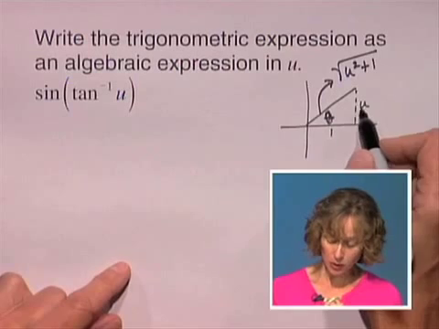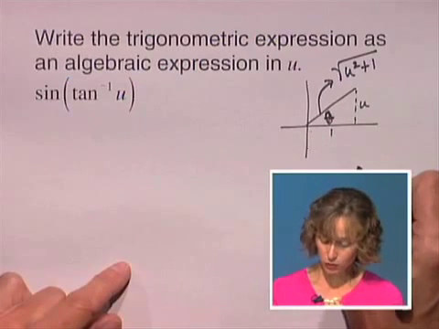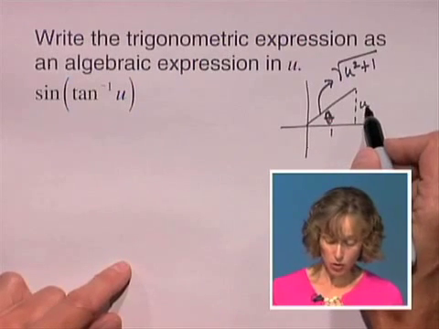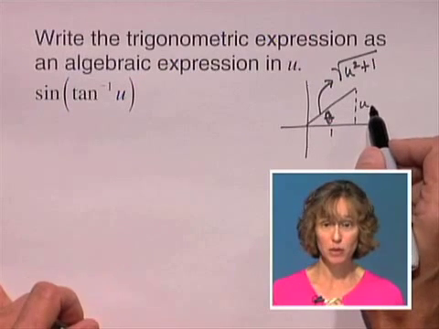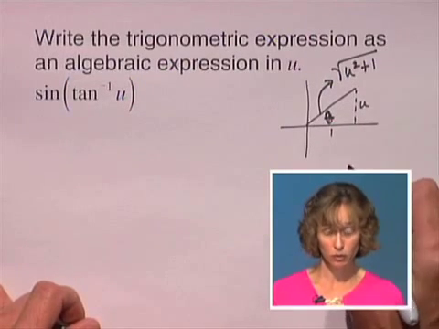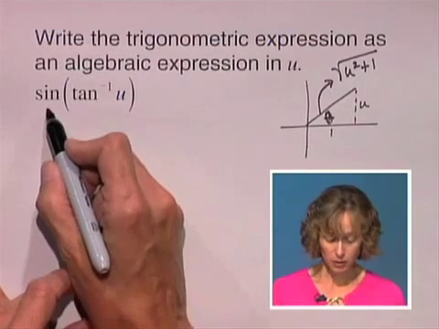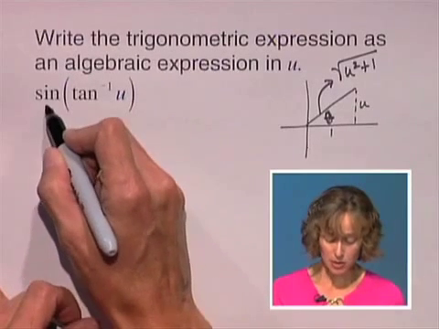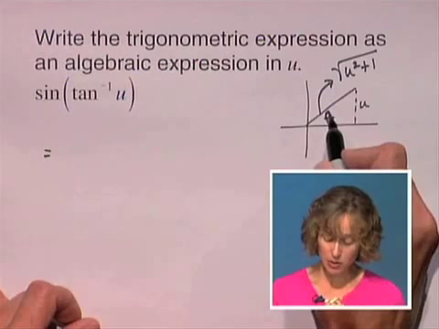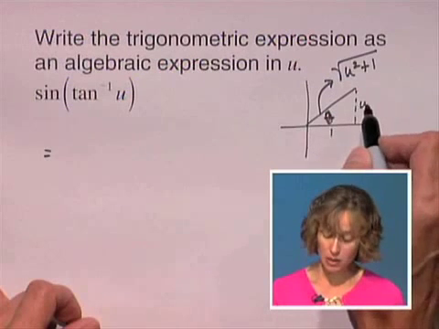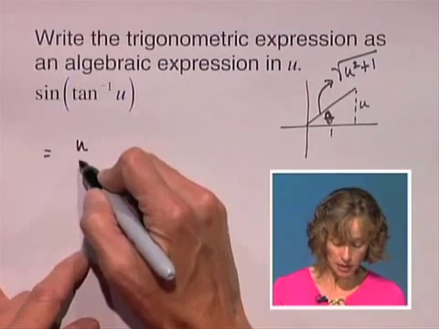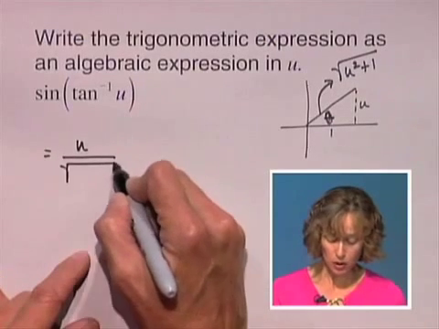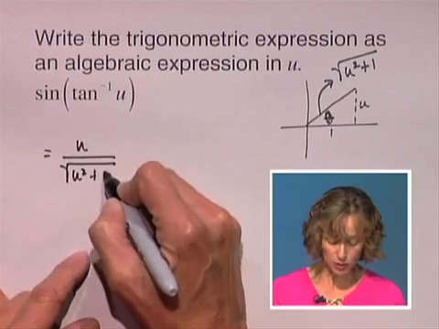Now there could be an alternate picture in quadrant 4, since I don't know whether u is positive or negative. So we'll deal with the fact that u could be positive or u could be negative when we're finished simplifying. What I'm interested in finding is the sine of this same angle. Now the sine of this angle is the opposite side over the hypotenuse. The sine then is u over the square root of u squared plus 1.